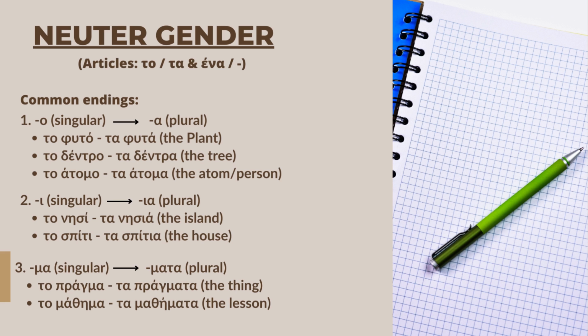And the last one is μα. This is the singular form, μα, and it becomes ματα for plural form. Let's check out two examples. Το πράγμα, which becomes τα πράγματα. This means a thing. Το μάθημα, singular, τα μαθήματα, plural, which means lesson.